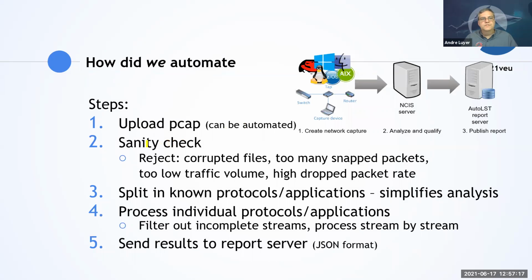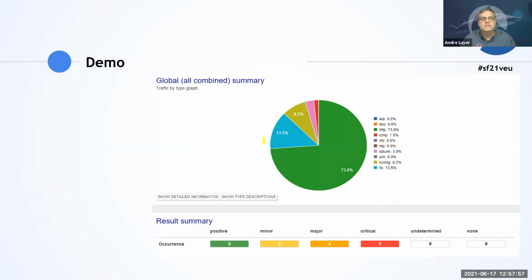The trick we do is we upload a PCAP file to the automated system. We use a sanity check to see if the file is correct. You don't want corrupted files or too many snap packets or low volume. What we do next is we split the files up into known protocols, so you don't have to supply huge filters on your command line every time. It also makes life easier and faster. Small files will be processed faster than big files. And then you can process all the applications and protocols you found and you generate a report. It looks a bit like this.